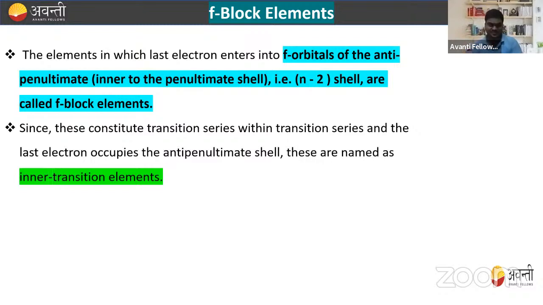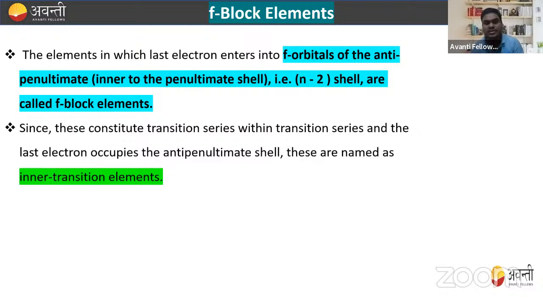Basically, the element in which the last electron enters into the f orbital of the anti-penultimate shell, or we say inner to the penultimate shell, right? Because as we observe in d block element, the last electron enters into the penultimate shell. So in case of f orbital, the last electron enters into the anti-penultimate shell, that is the n minus 2 shell, and these are called f block elements.